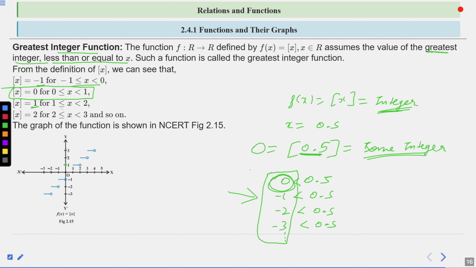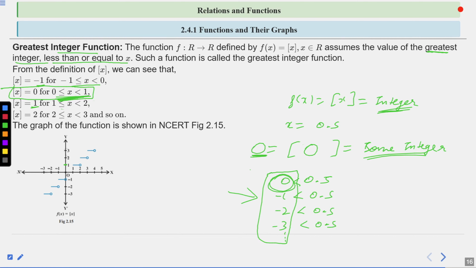So you can also see over here, if you pick any number like 0.6, the output will be the same, 0. If you put 0.7, the output is still 0. So for any number in this specific interval, the output is going to be 0.